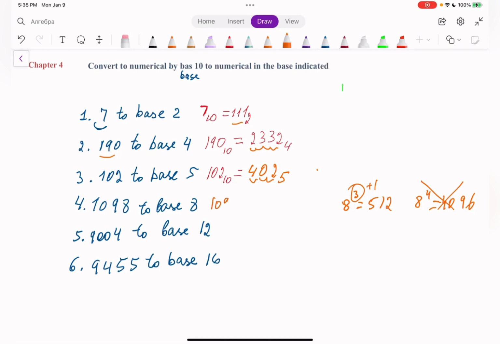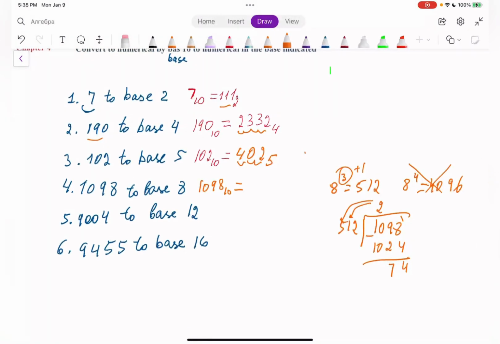So 1098 to base 8. It's going to be, let's see. So 8 to power 3, 512, and 1098. I am dividing by 512. It's going to fit twice. 2 times 2 is 4. 2 times 1 is 2. And 2 times 5 is 10. Remainder is going to be 8 minus 4 is 4. 9 minus 2 is 7. Okay, so the first number is 2 we got. I'm writing here. Second number, 74.